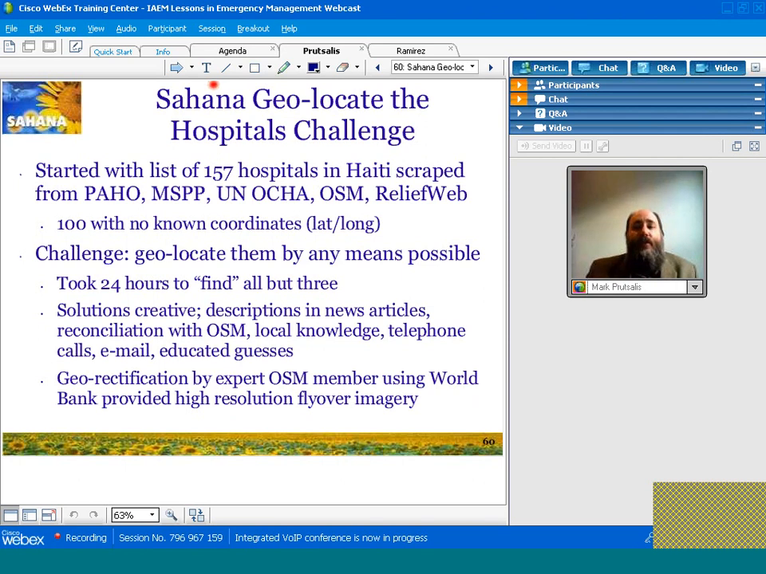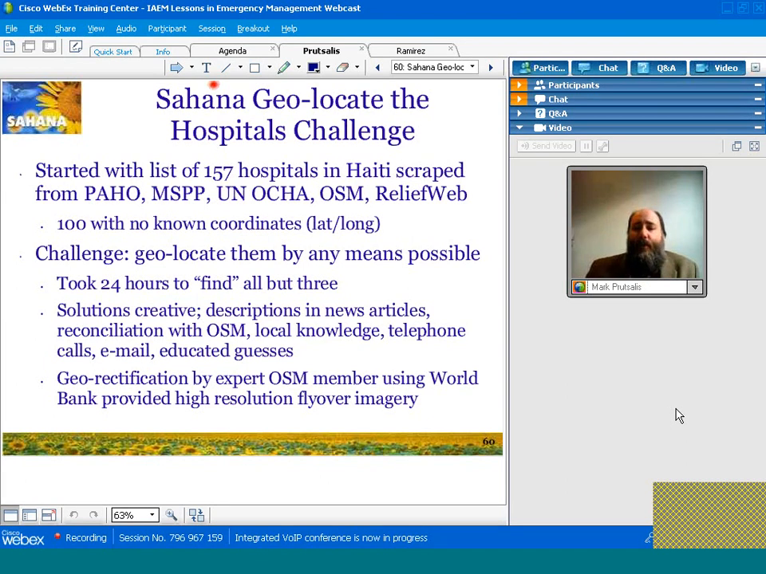Sometimes we even had the street address, but there is no system for geocoding places in Haiti. So we needed to figure out a way to find the latitude and longitude. What we did, which was interesting, was we crowdsourced the solution. We issued a public challenge asking people to help us. We published the names and whatever information we had, and we asked people to get back to us with the latitude and longitude, and that's all we wanted to know. That only took 24 hours. Within 24 hours, we had coordinates on all but 3 of those 157 hospitals.